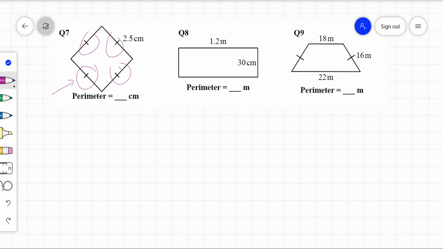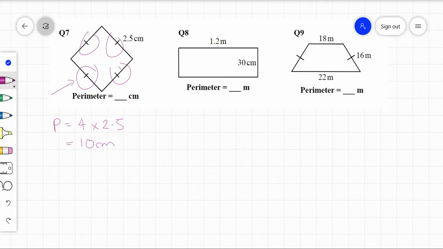Don't forget we're finding perimeter, so we write P equals for perimeter. And then you can say, I've got 4 times 2.5. We ignore the units until the end, and then we write it in. So grab my calculator. It should be 10, right? Double 2.5 is 5, double 5 is 10. So I'm going to say 10 centimeters there.